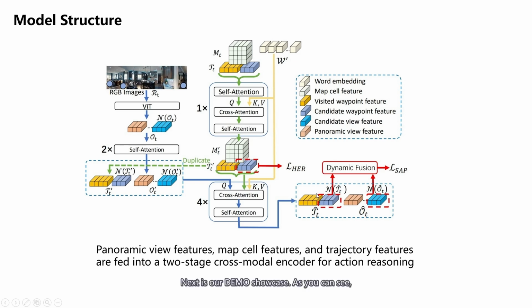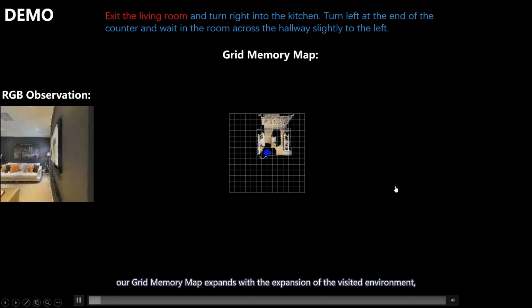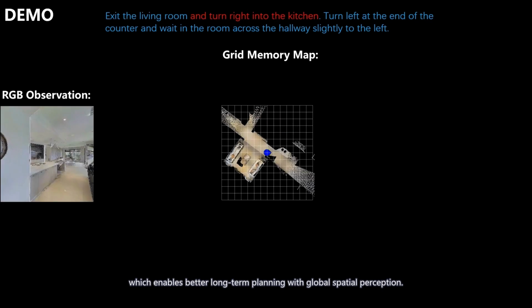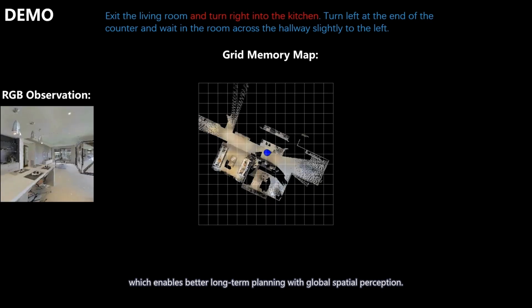Next is our demo showcase. As you can see, our grid memory map expands with the expansion of the visited environment, which enables better long-term planning with global spatial perception.